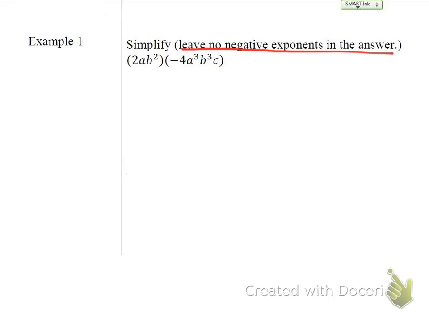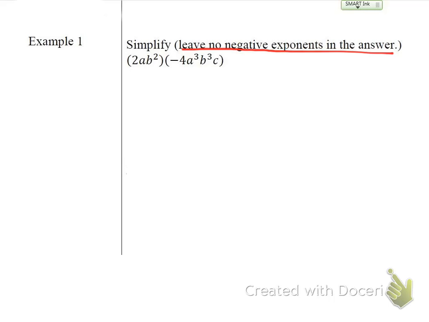Now the biggest thing when you're multiplying exponents is that you can only multiply a base by another base that's the same. So it's like combining like terms, okay? So we can only multiply bases that are the same. So let's take a look at what we have. 2ab squared times negative 4a to the third b to the third c.